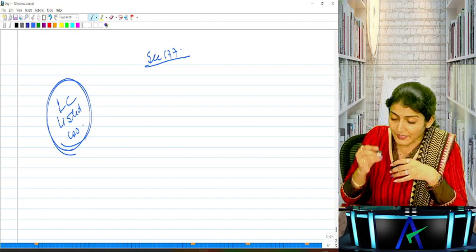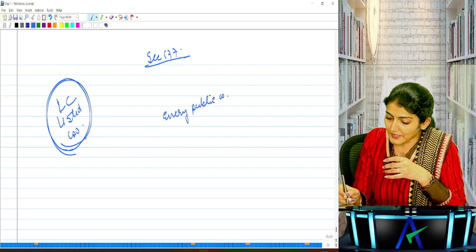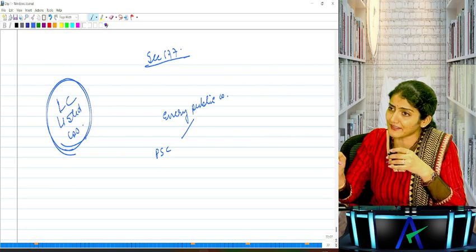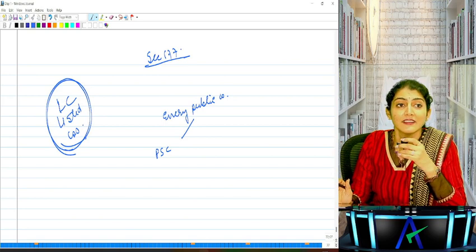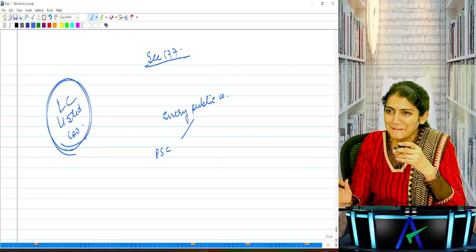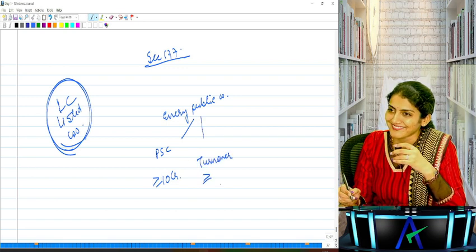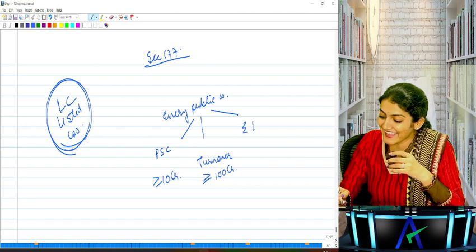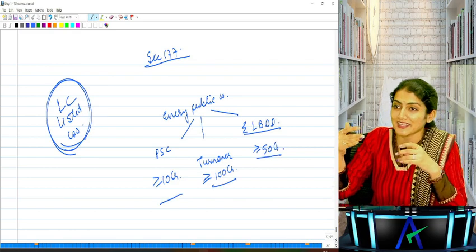Right. So, which companies are required to constitute an audit committee? Listed company always. Apart from listed company, every public company having paid up share capital of more than or equal to 10 crore, or having turnover of more than or equal to 100 crore, or in the aggregate LBDD, loans, borrowings, debentures, deposits, of more than or equal to 50 crore, is required to constitute an audit committee of the board of directors.